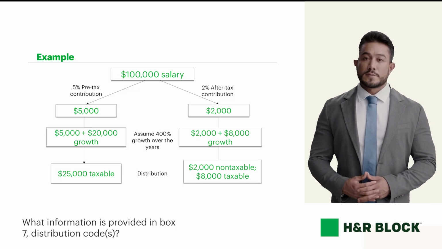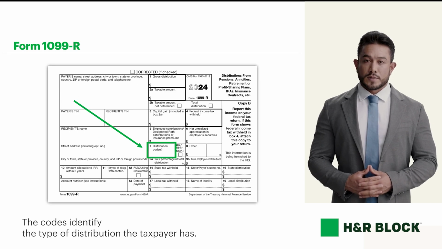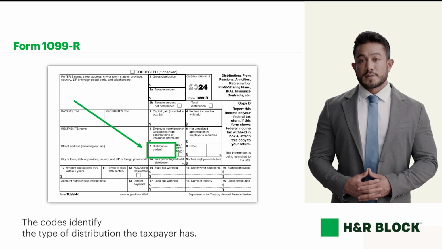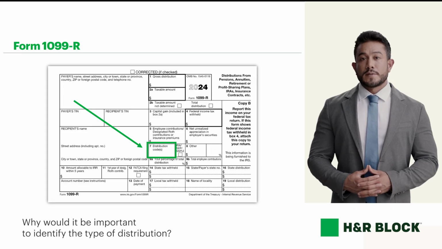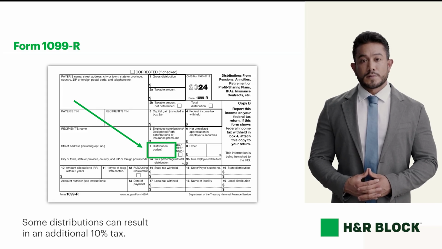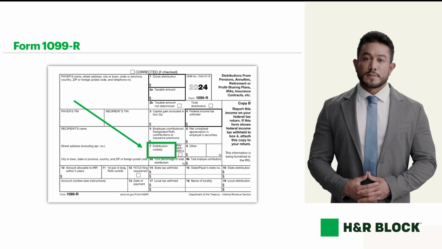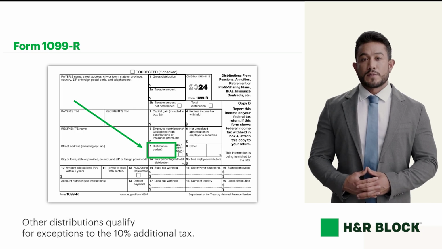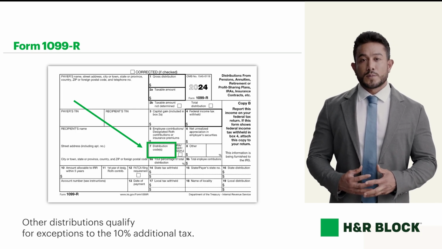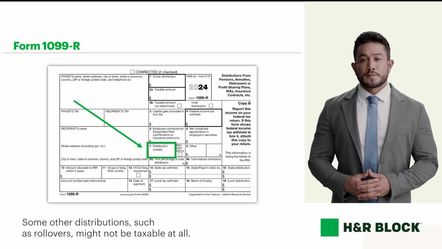What information is provided in Box 7? Distribution codes. The codes identify the type of distribution the taxpayer has. Why would it be important to identify the type of distribution? Some distributions can result in an additional 10% tax. Other distributions qualify for exceptions to the 10% additional tax. Some other distributions, such as rollovers, might not be taxable at all.